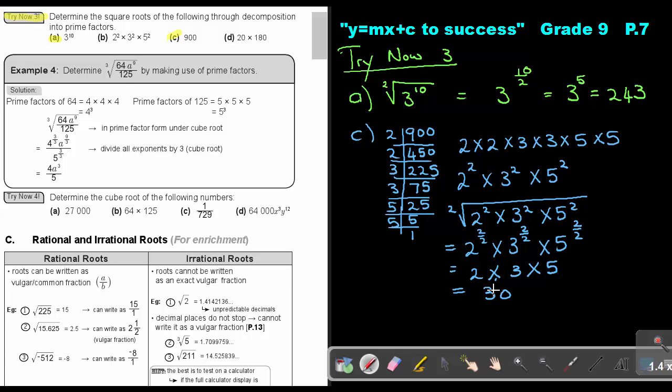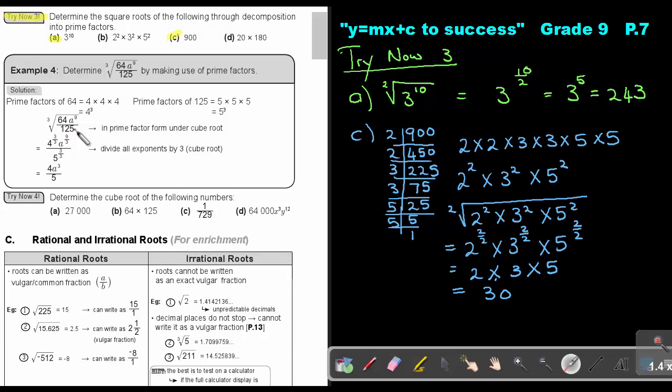Okay, let's look at example 4. Determine this by making use of prime factors. Now it's the cube root. Now I do exactly the same. I find the prime factors, the product of the prime factors of 64 as well as 125.